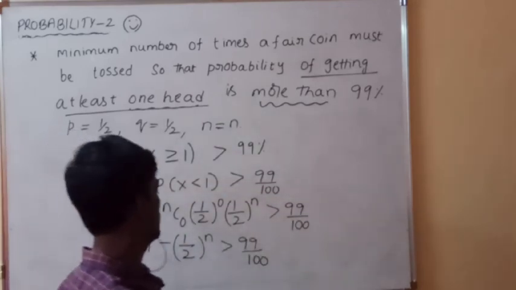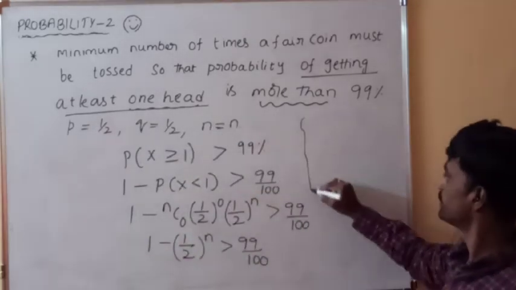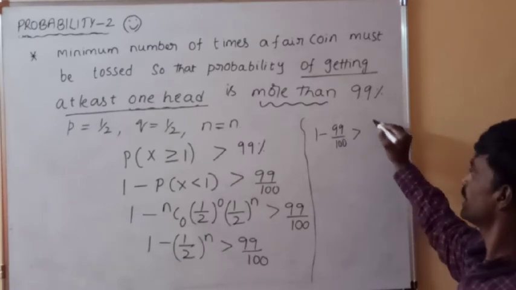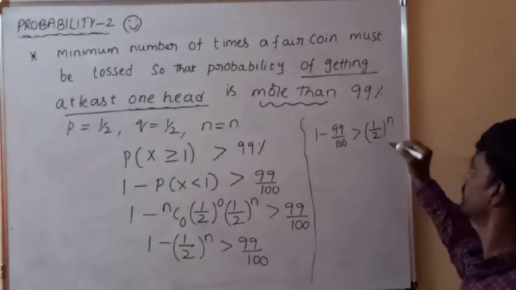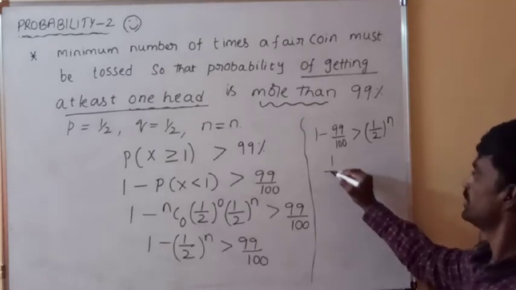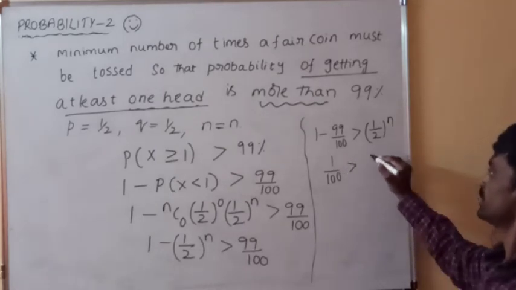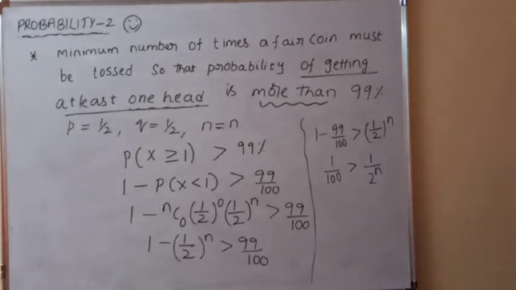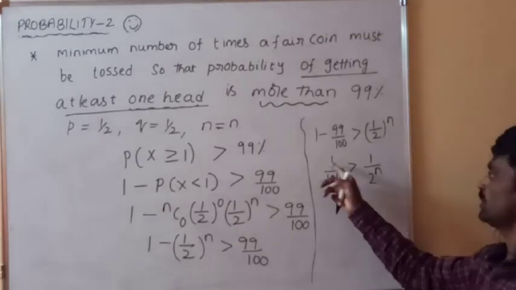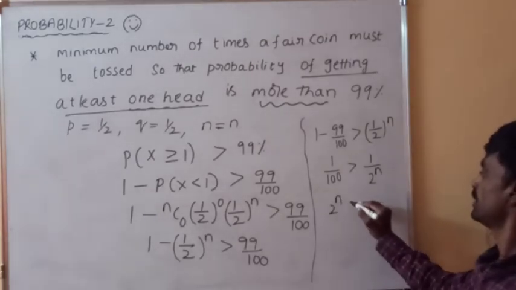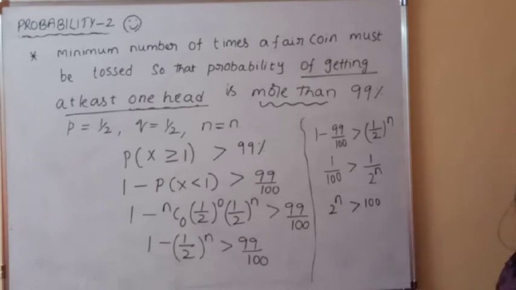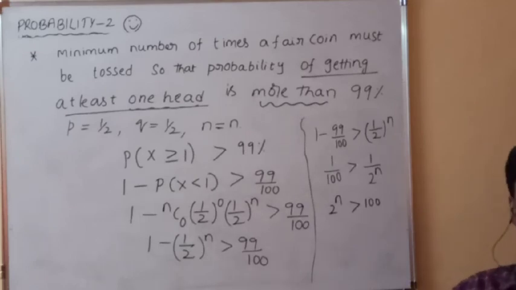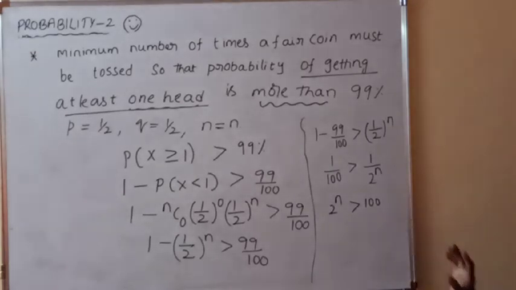Or further this can be written as, 1 minus 99 by 100 is greater than (1 by 2) to the power n. Correct? 1 minus 99 by 100 is nothing but 1 by 100, which is greater than 1 upon 2 power n. Anyway, 2 power n is positive, 100 is also positive. You can cross multiply. What will you get? 2 power n greater than 100. That means what I did, both sides I multiplied with 100. Next, both sides I multiplied with 2 power n. Because these two quantities are positive, the inequality remains the same.